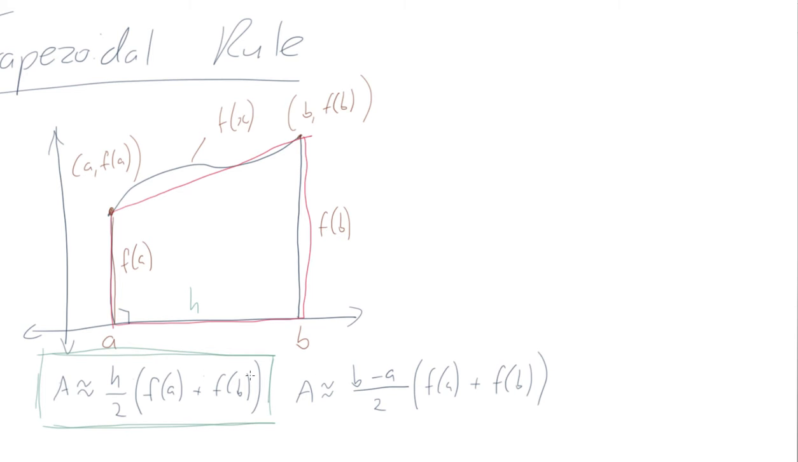I like the idea of h better than B minus A because we deal with more than just one trapezium in most cases, most examples. Okay, so one trapezium does give us an okay approximation for the area under the curve. Just color that in there for you.